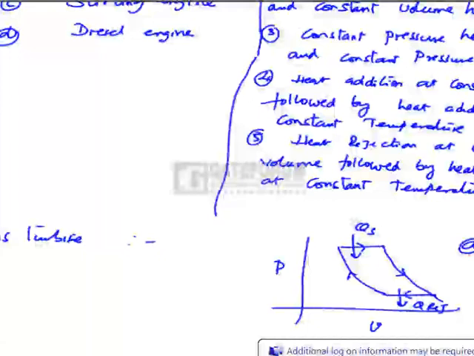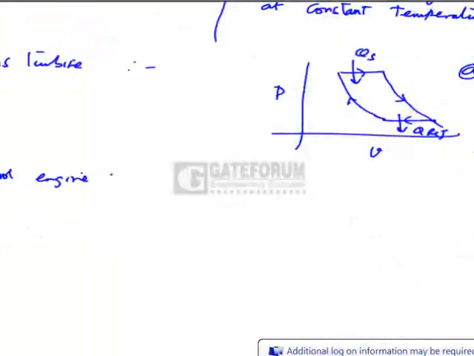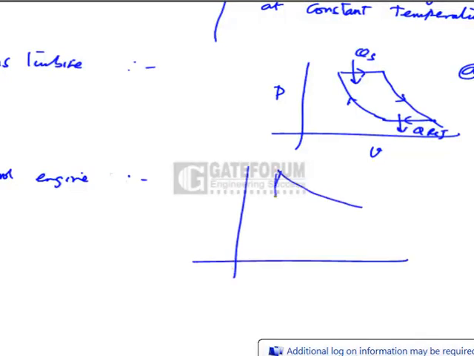So looking at the petrol engine, which is running on the Otto cycle, heat addition at constant volume and heat rejection is also at constant volume. That is B for 1.